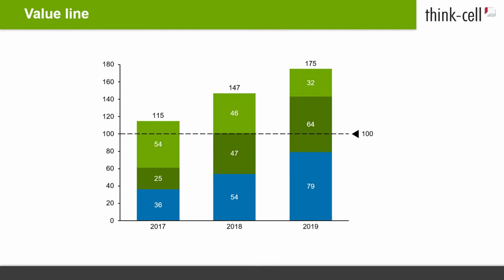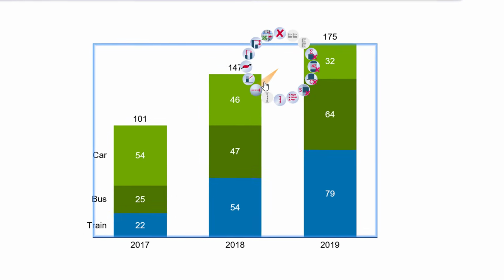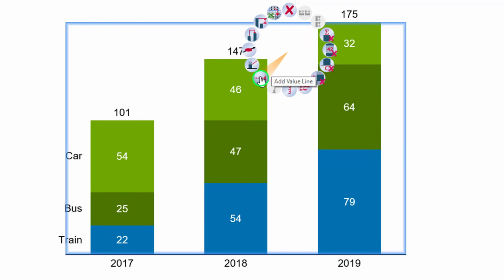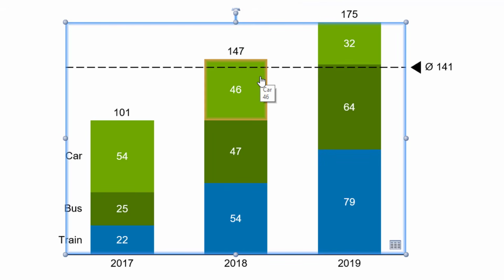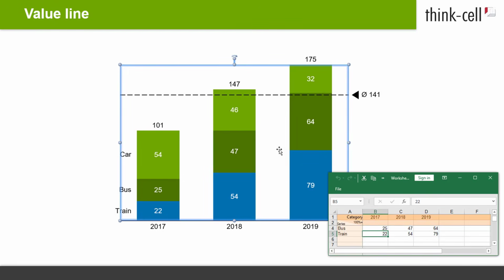Another useful chart decoration is the value line. It is a line parallel to the x-axis that helps to visualize a certain value on the y-axis. Right-click into the chart and pick Add Value Line from the context menu. By default, the line is inserted at the average of the column totals. It is recalculated whenever your data changes.